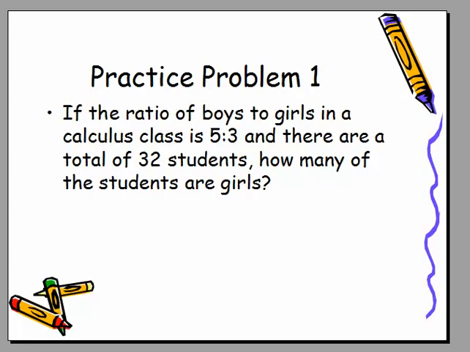Practice problem 1. If the ratio of boys to girls in a calculus class is 5-3, and there are a total of 32 students, how many of the students are girls?